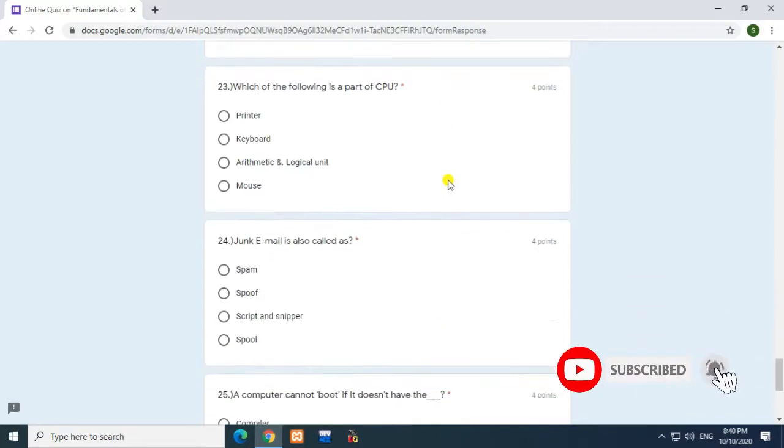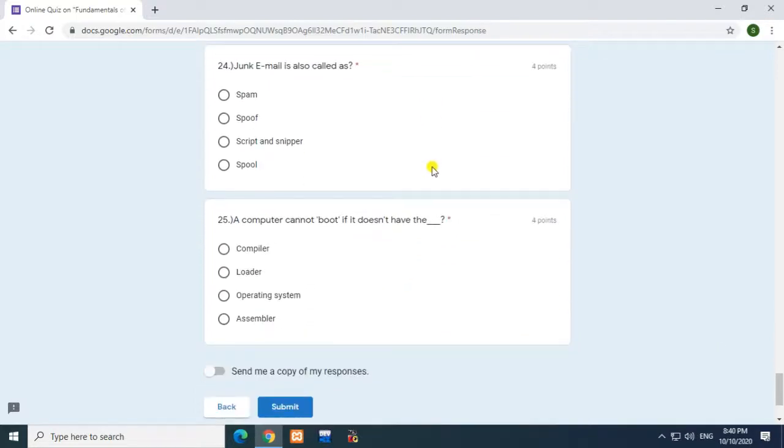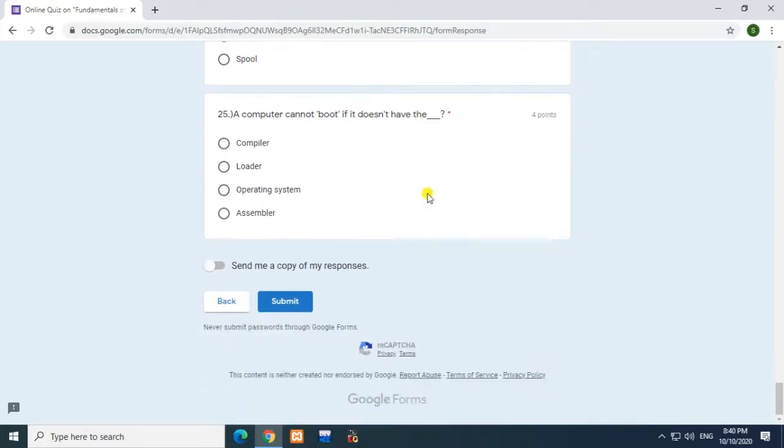Question 23. Which of the following is a part of CPU? Answer arithmetic and logical unit. Question 24. Junk email is also called as. Answer spam. Question 25. A computer cannot boot if it doesn't have. Answer operating system.